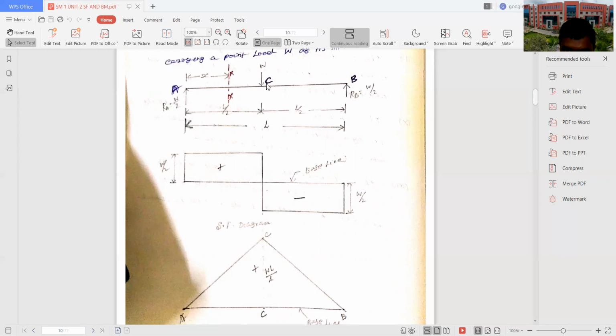Then between C and B, you can see there is no other load. Therefore, this minus W by 2 is horizontal. Then here plus W by 2, so plus W by 2 minus W by 2 is 0. Then it goes to 0 again. So this is how we have to draw the shear force diagram for the simply supported beam.